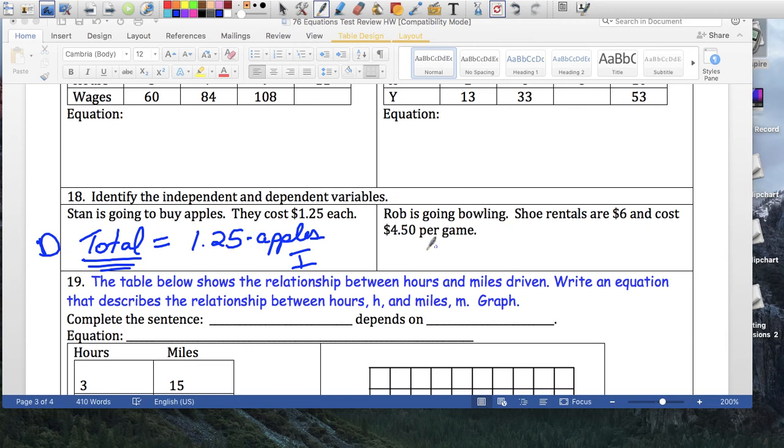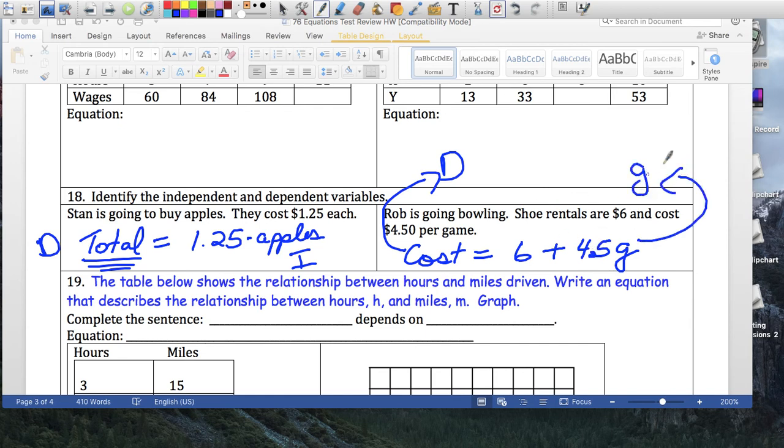So again, the cost, the total, whatever you want to call it, is always your dependent, right? So the cost of your evening when you go bowling is going to be based on what? On the shoe rental, which is $6 for the whole evening, plus $4.50 per game. Who is your dependent? Right here, the cost depends on this. And who's your independent? Your games. Okay.